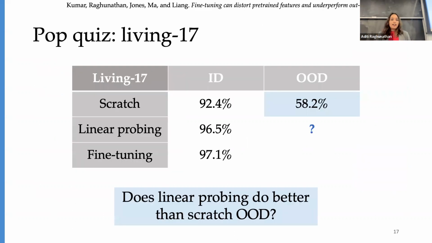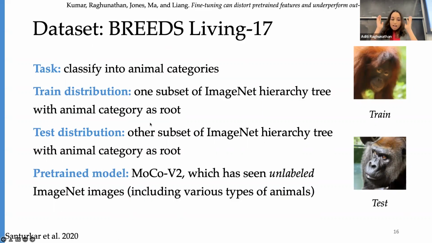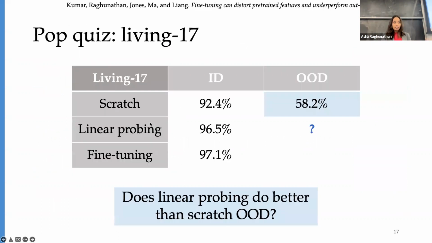So the first question I have is, first let's look at the in-distribution performance. By in-distribution, I mean whatever species you have trained your model on and given labels, how well it does. If you train from scratch, notice you do somewhat well, you get 92%. But if you initialize with your pre-trained model and do fine-tuning, you do a lot better, you get 97%. And even linear probing does well, it gets 96%. So basically both linear probing and fine-tuning, because you're using this pre-trained model that has seen a lot of these images already, somehow help improve performance in distribution.